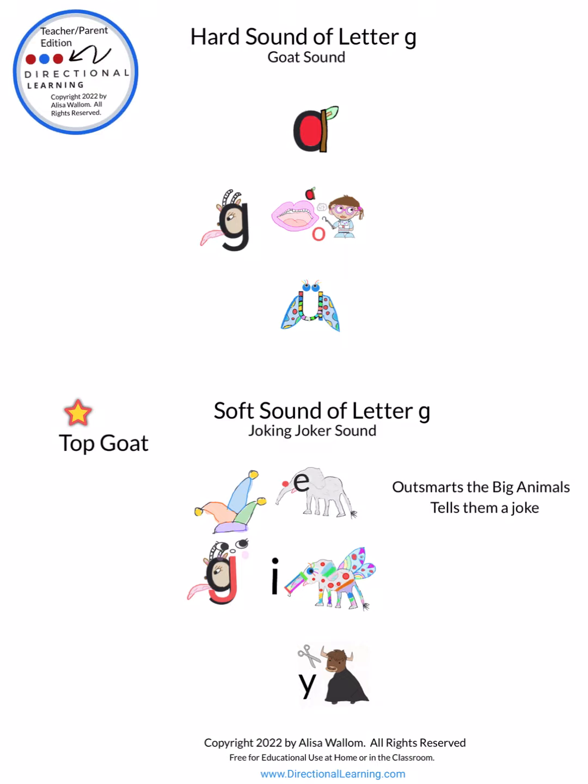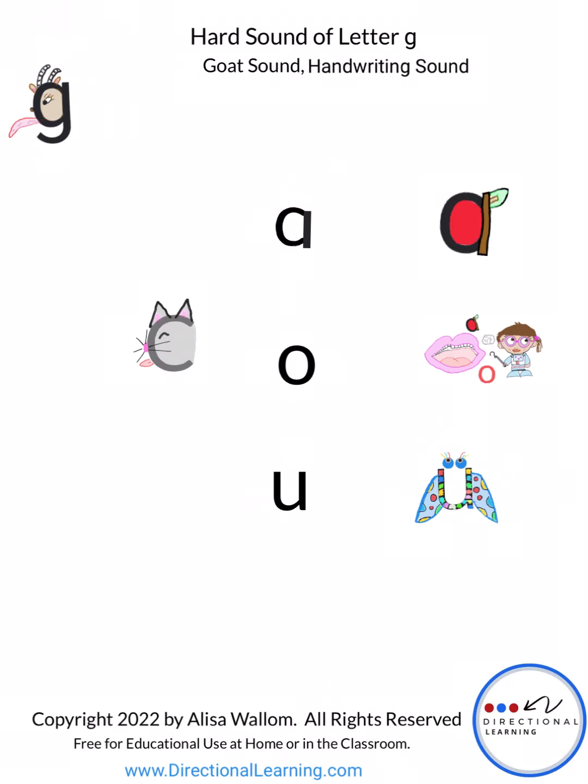So for this, you'll need a whiteboard, markers, an eraser. You can always go to directionallearning.com and you can download our clip art. All right, let's go teach our student about letter G when he's with the vowels.